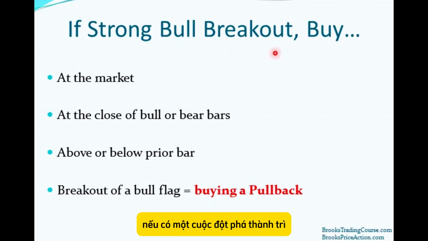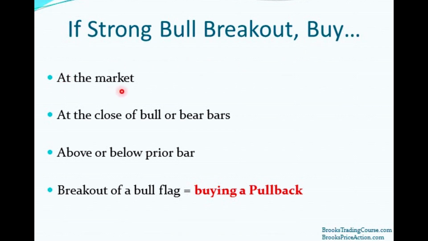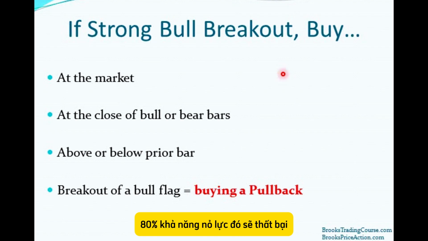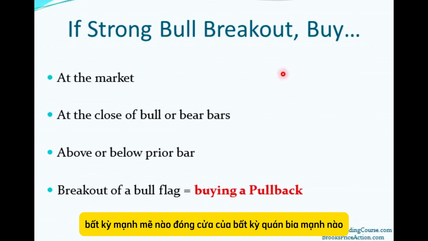If there is a strong bull breakout, you want to buy. There's a module later on that talks about how to trade strong bull breakouts. In general, you need to get long. You need to buy at the market or at the close of bull bars and at the close of bear bars. A bear bar is an attempt to make the breakout fail. 80% chance that attempt will fail. So you can buy the close of any strong bear bar.